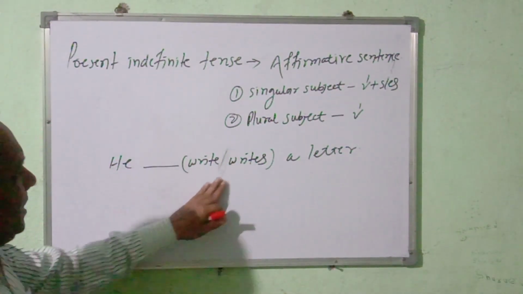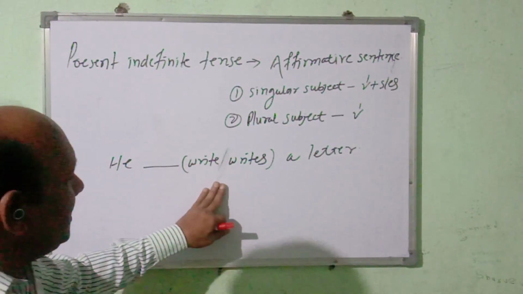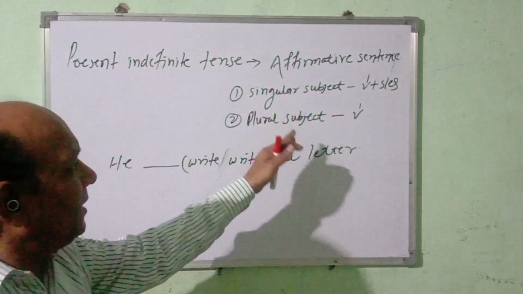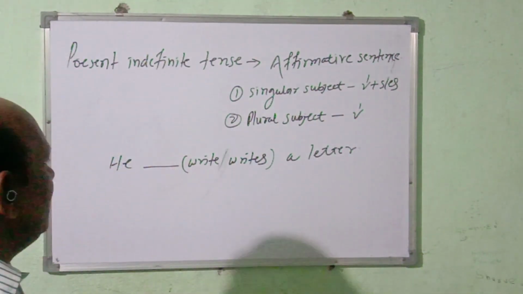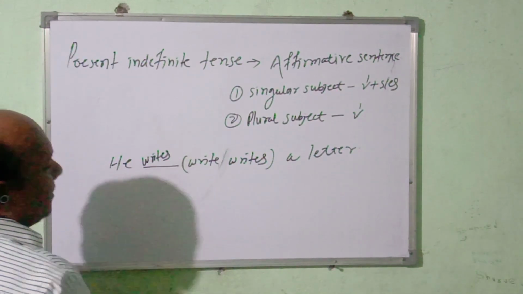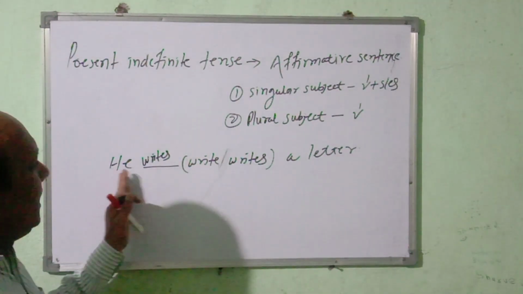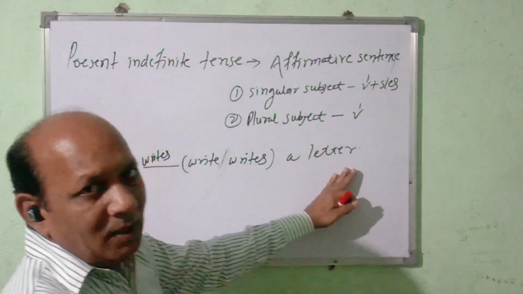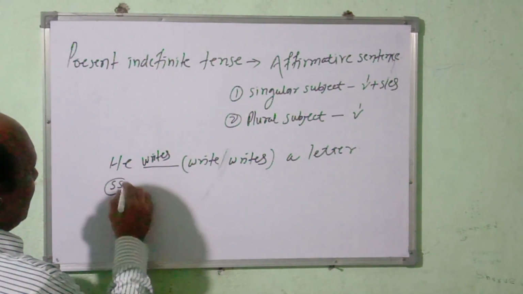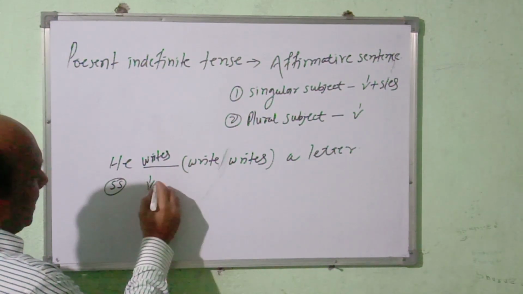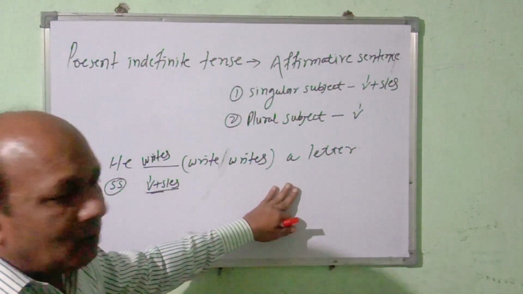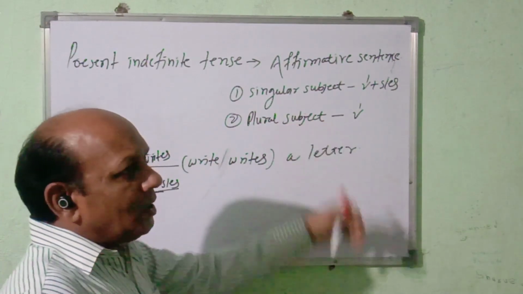Which one is the V1 from these two words? That one is write. Now what is the rule? When you are using a singular subject in the sentence, you have to use V1 plus S or ES. That's why here we must write writes. Okay, what is the sentence created by us? He writes a letter. That is the particular sentence. So here is a singular subject, V1 plus S or ES, and all the remaining words as they are. Getting it or not?